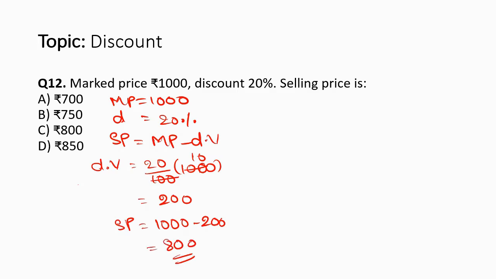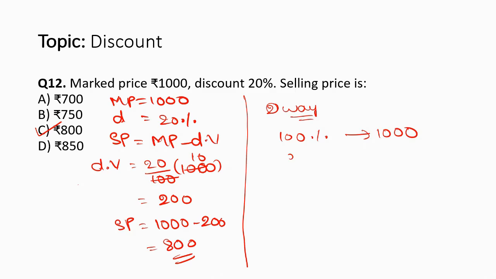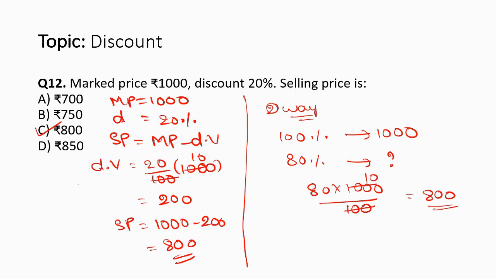Selling price is 800. So another way, second way. We know the market price. It means 100% value. We know it as 1000. Discount is 20%, which means we are decreasing the value. So 100 minus 20 equal to 80%. We don't know the value, so just cross multiply. 100 ones, 100 tens. 800 is the answer.